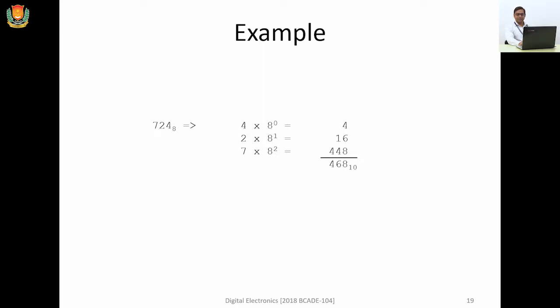Then the unit digit, the 4, is multiplied with, we know, r to the power 0. This time r is 8. So 4 into 8 to the power 0. Then 2 into 8 to the power 1. Then 7 into 8 to the power 2. The total is 468, which is in decimal system. So we can say 724 in octal is equivalent to 468 in decimal number system.